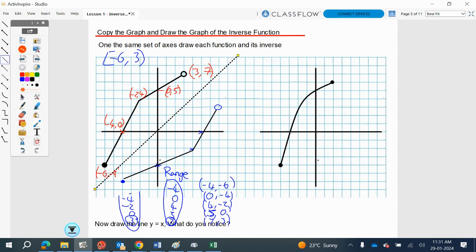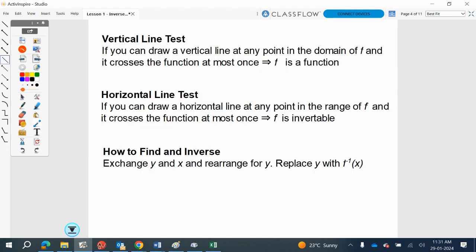IM2. These are the slides from my IM2 regular class. So a little summary is the vertical line test. You remember the vertical line test? Yeah. To determine if it is a function.